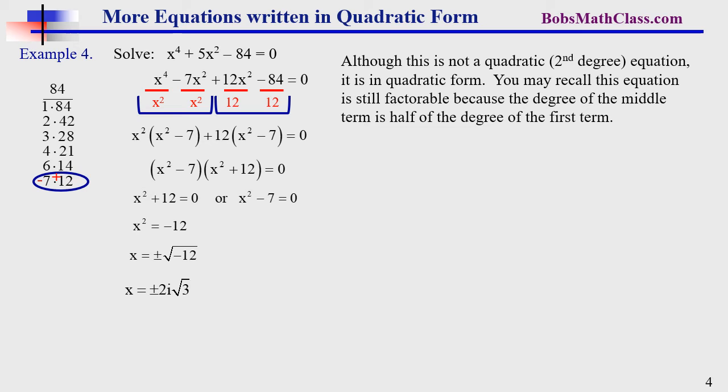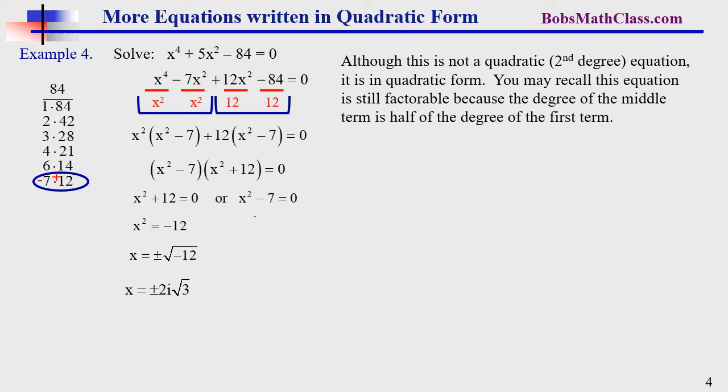Or you could put the i after the square root 3, just make sure it's not underneath the radical. So you can write plus and minus 2 square root 3 i. And the i is not underneath the radical. It's got to be outside of it.